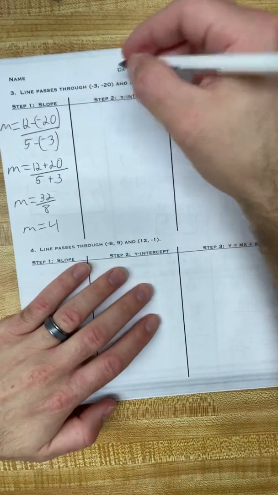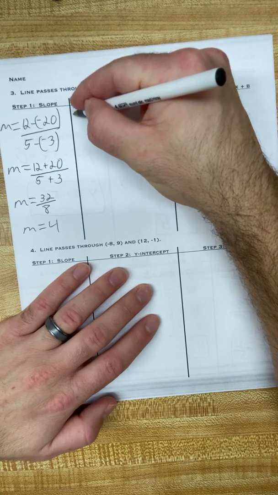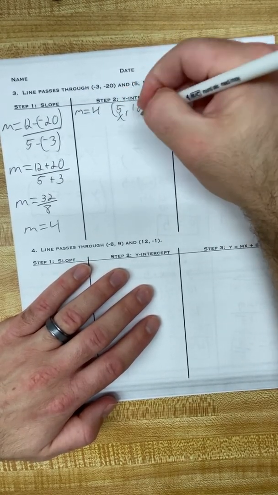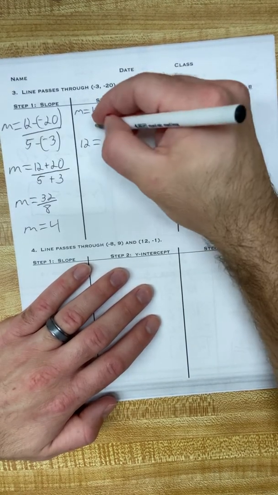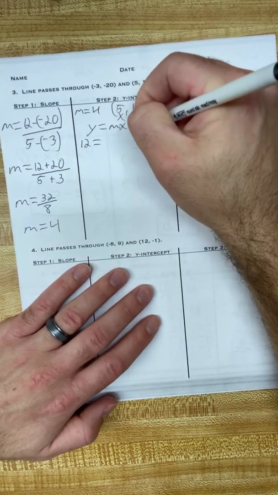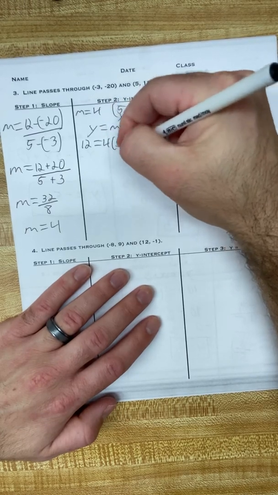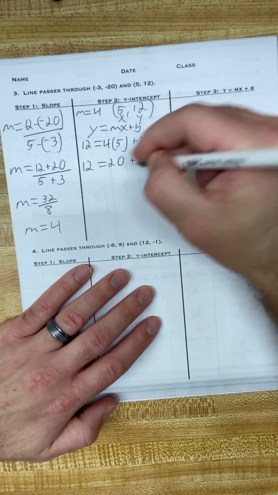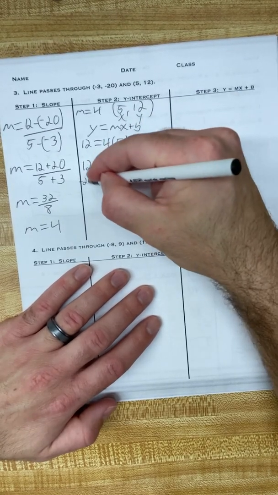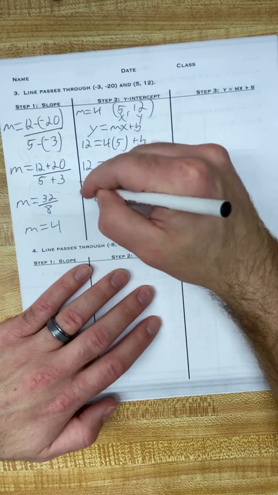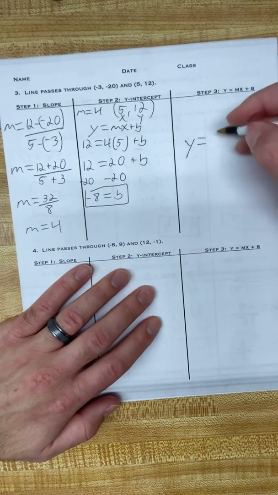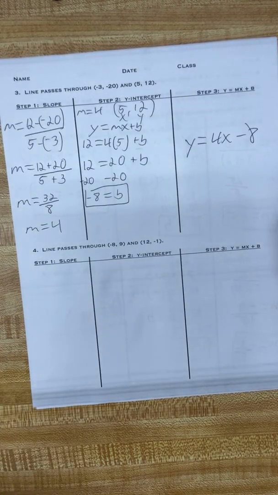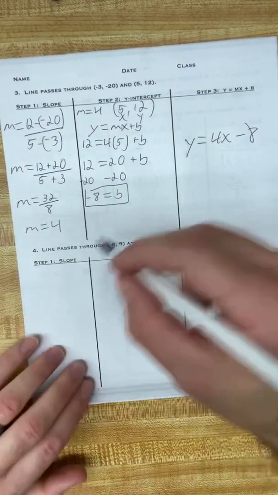All right, so next up we got to get that y-intercept. I'm going to use my second point, so m equals 4, and then I'm going to use 5, 12 as my x and y. So that means I'm going to have 12 equals 4 times 5 plus b. So I have 12 equals 20 plus b. Subtract 20 from both sides, I get negative 8 equals b. Put it all together, we get y equals 4x minus 8. Again, don't put 4x plus negative 8, just put 4x minus 8.